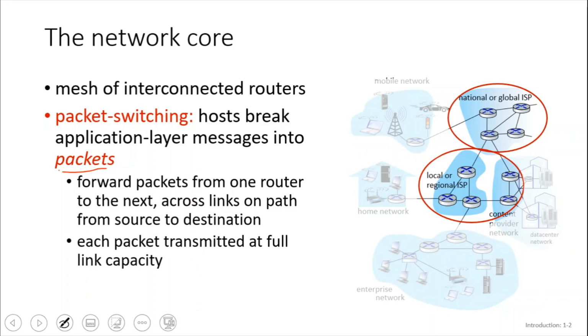In the network, we have components called switches, some of which are called packet switches. They basically save your packets and then forward them to the next switch or to the destination. Packets are forwarded from one router to another. There is a protocol that goes in between, but each packet is transmitted at full link capacity, and we'll also see that in later slides.